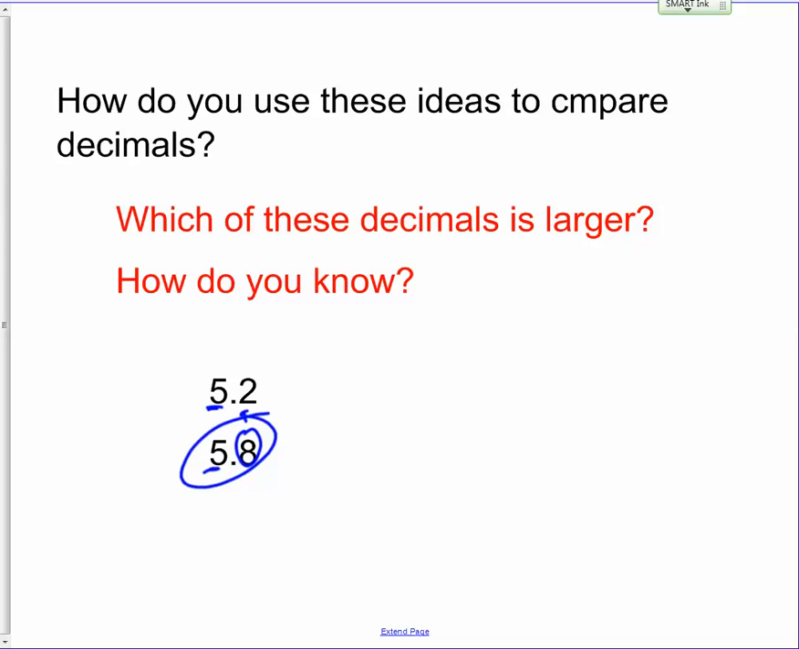We compared decimals. You had to find the one that was larger and prove how you knew. So the ones places both have a 5. They're the same. But in the tenths place, 8 tenths is larger than 2 tenths. So 5 and 8 tenths is the bigger decimal.